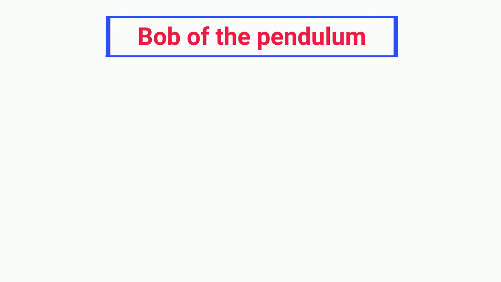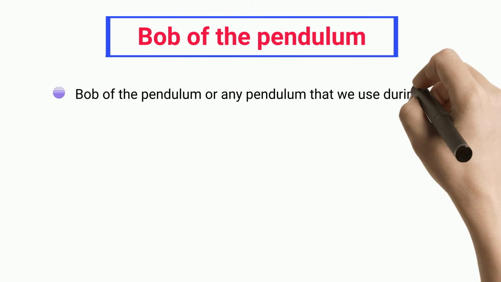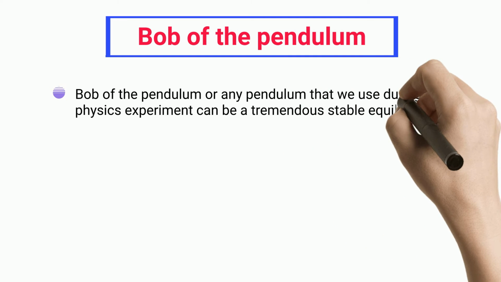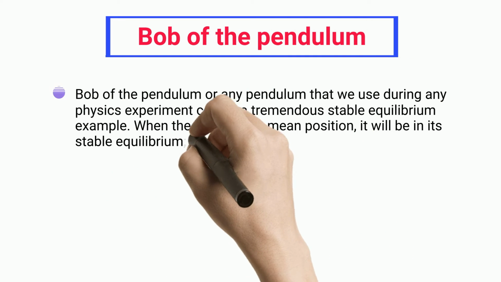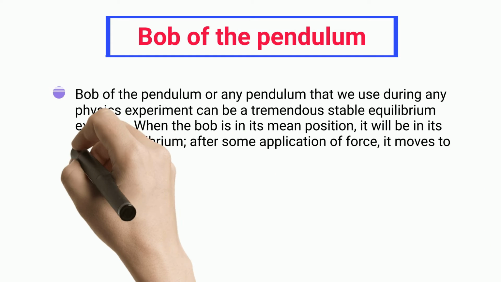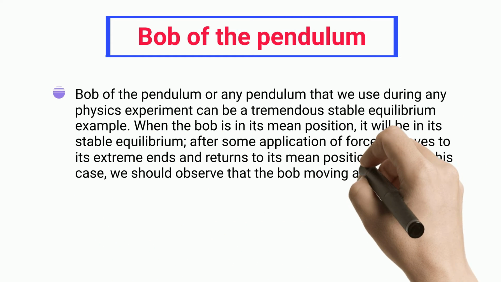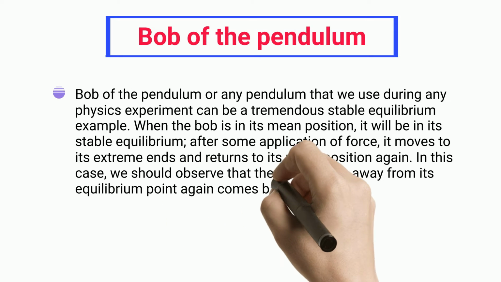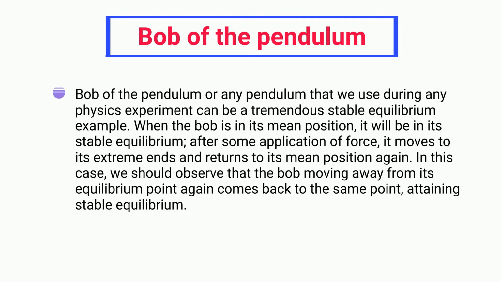Bob of the pendulum. The bob of a pendulum, or any pendulum that we use during any physics experiment, can be a tremendous stable equilibrium example. When the bob is in its mean position, it is in stable equilibrium. After some application of force, it moves to its extreme ends and returns to its mean position again. We should observe that the bob moving away from its equilibrium point comes back to the same point, attaining stable equilibrium.